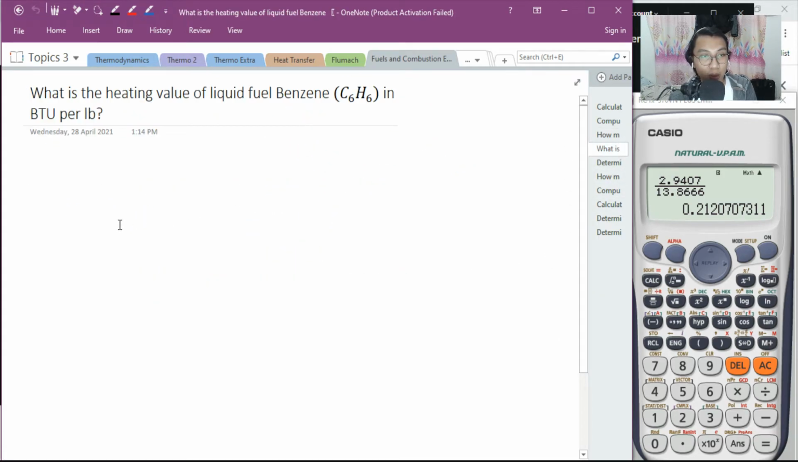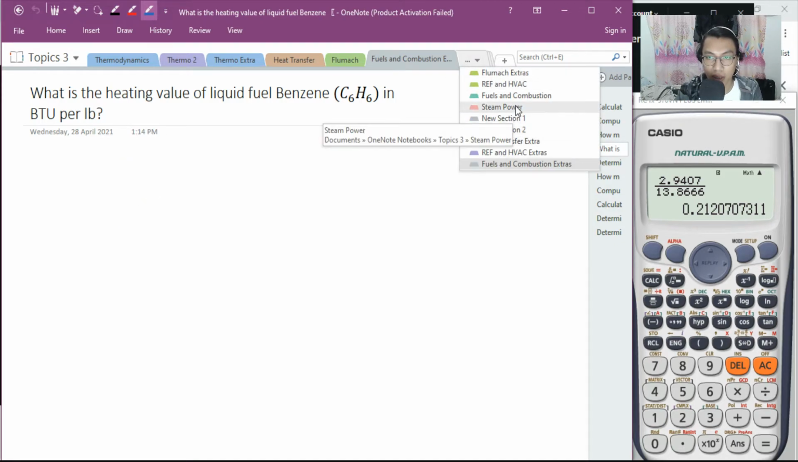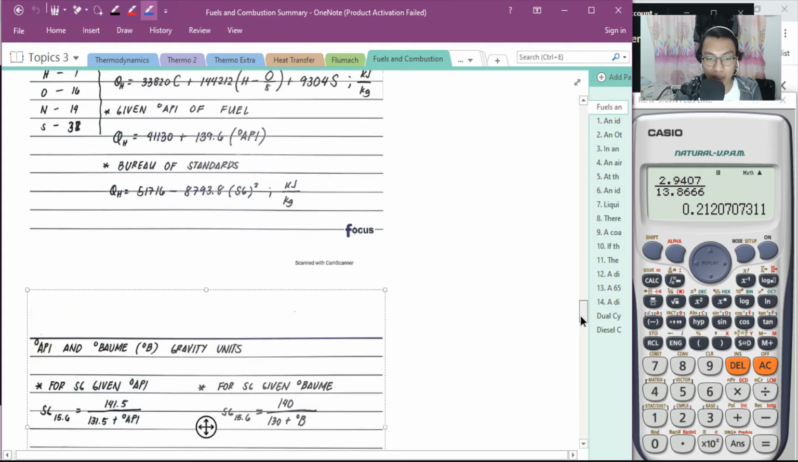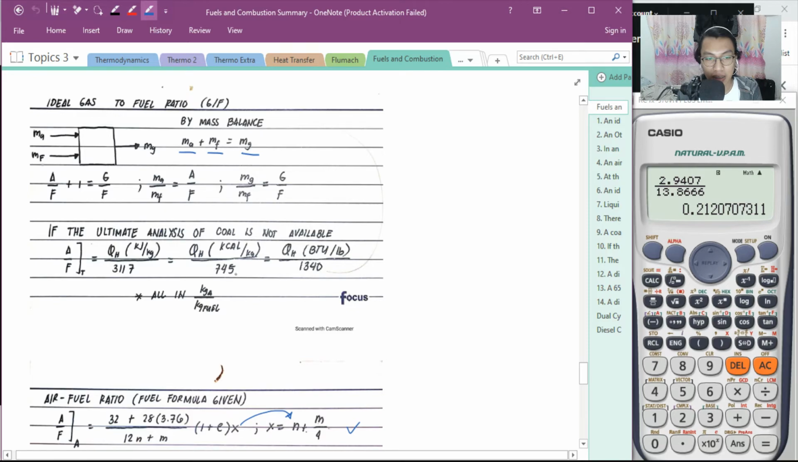Okay. Number 4, what is the heating value of liquid benzene? So, benzene in BTU per pound. Ano magandang gamitin dyan? Tingin nyo. Ako, I do prefer na gamitin ko yung air fuel theoretical. Tapos, di ba meron tayong formula doon kahapon? Kunin natin yung formula na yan. Yung formula niya nandito eh. And di ba? Naka-BTU per pound. Kunin ko muna air fuel theoretical, tapos kunin yung BTU per pound para makuha ko si QH. Para hindi nyo malimutan, copy natin to.